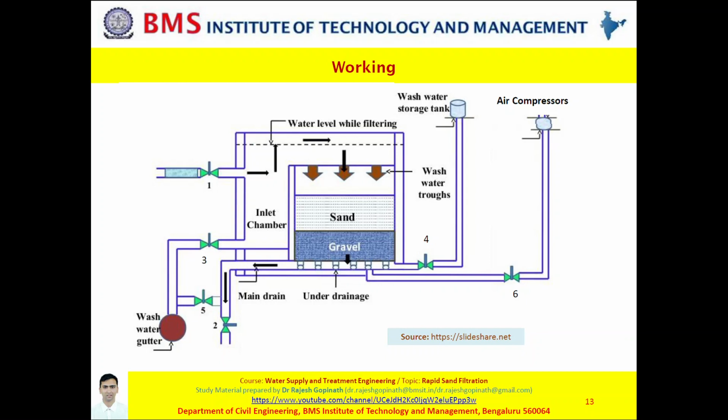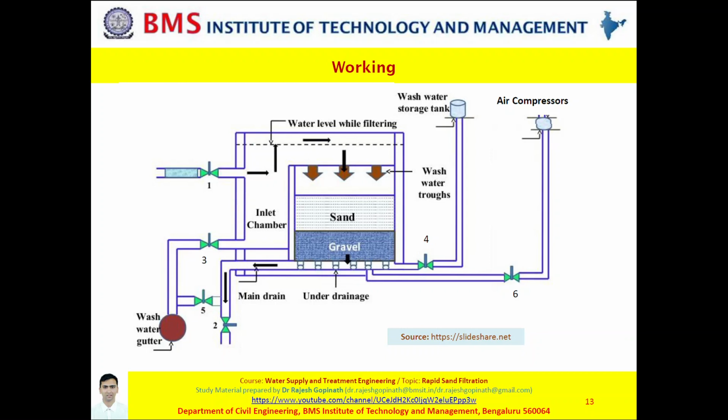Valve 4, this is that valve which permits wash water to enter the base media during backwash. Valve 5, it is that valve which permits removal of filtered water into the drain. Valve 6, it is that valve which supplies compressed air into the drains. So, my dear friends, 6 unique valves, 6 unique functions.